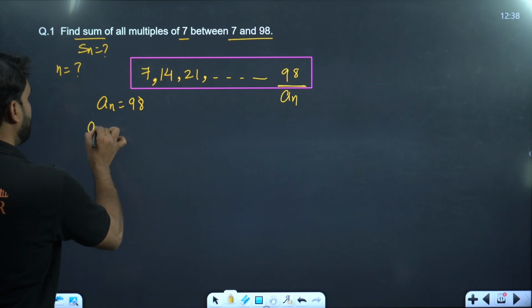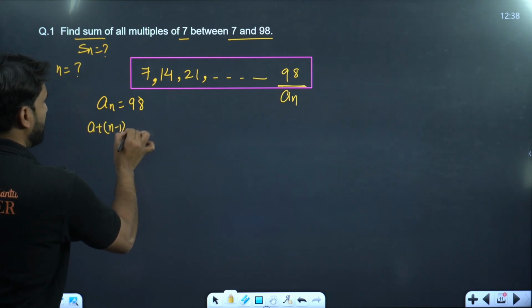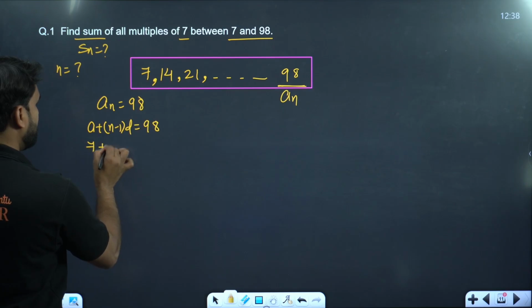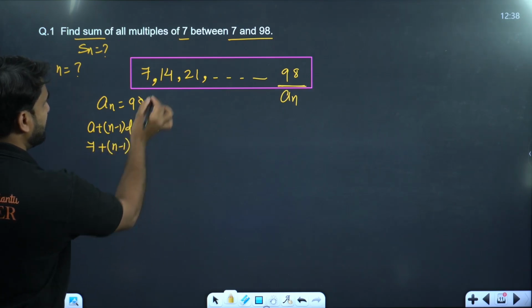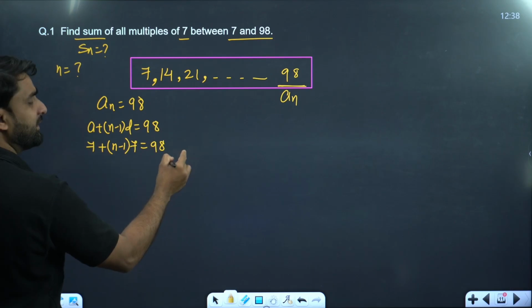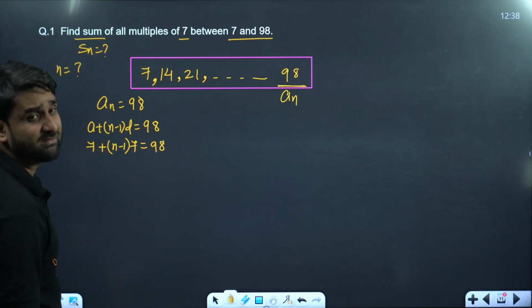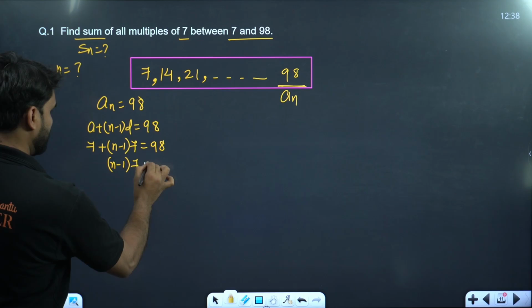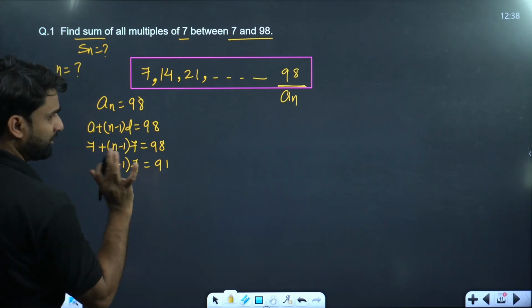So an can be written as a plus n minus 1 into d is equal to 98. Where a is 7, plus n minus 1, and d is what? d is 7, equal to 98. This 7 will go there. So 98 minus 7 will be 91. This will be 91, right? I hope this is clear.